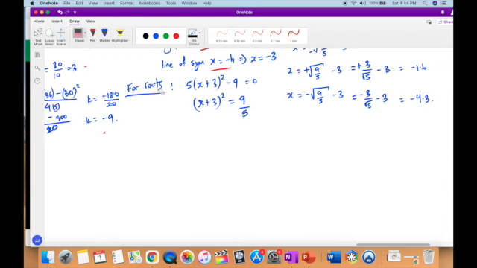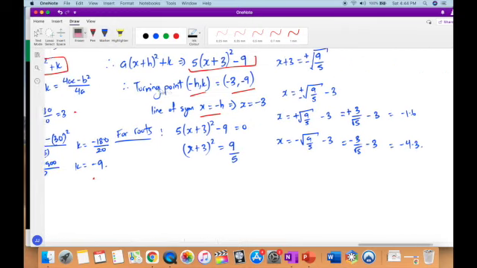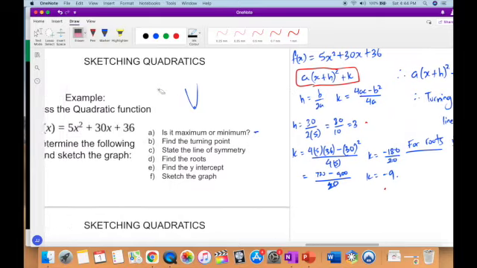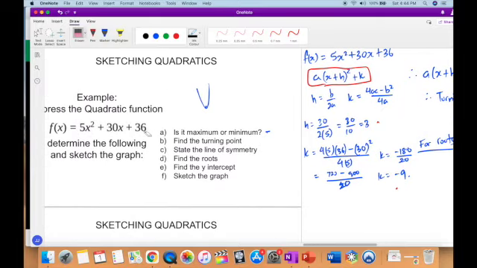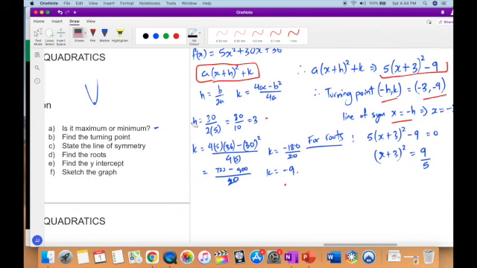So there is one thing that we missed out, and that is the y-intercept. The y-intercept is when x is equal to 0. We could see here that the y-intercept is going to be 36. That is the c value here, 36, when x is 0. So that's easy enough. So we were able to get the maximum, minimum, turning point, symmetry, roots, and y-intercept.